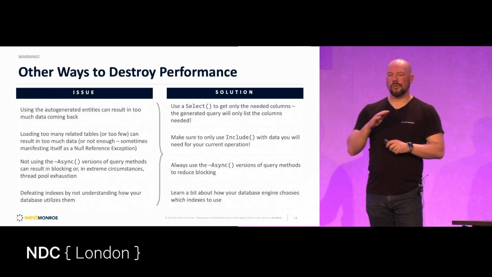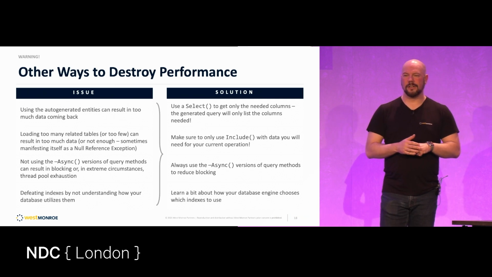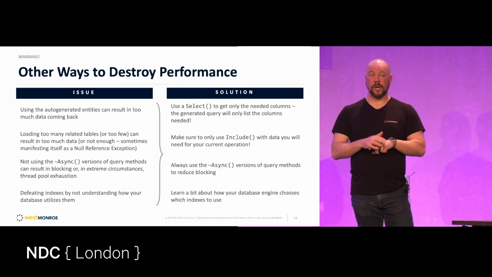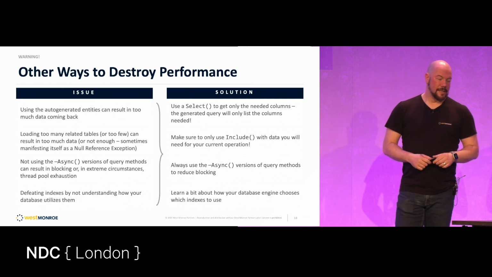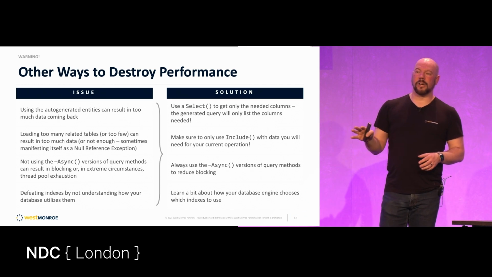Okay, so what are some other ways to destroy performance? How many people run scaffold DB context and just go with it? Great. Don't do that. But using the auto-generated entities in general can result in far too much data coming back.